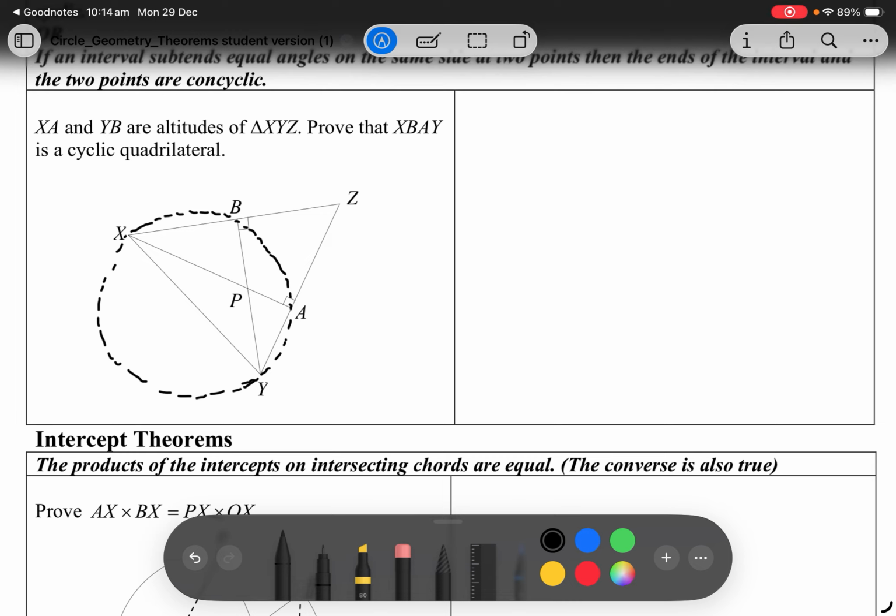Okay, now for this, we're told that angle XBY equals 90 degrees. And this is given because we're told here, once again, XA and YB are altitudes of the triangle. So this is given because it is an altitude. And angle XAY equals 90 degrees. And that's given as well.